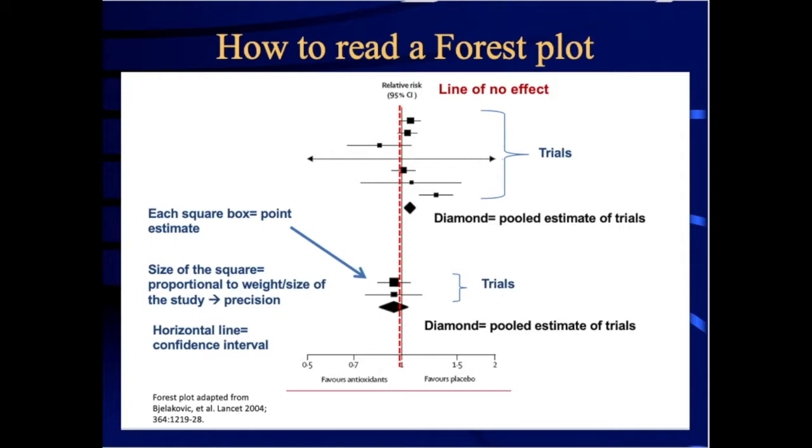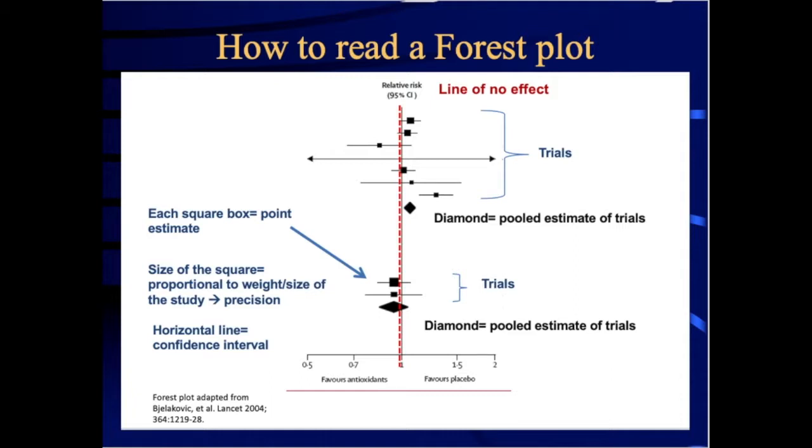So, first thing you do when you read a forest plot, you want to make sure you understand what the line of no effect is, which is the vertical line of no effect. So in this case, again, we're looking at a relative risk, and how you calculate a relative risk is through division. So we know that the line of no effect is going to be a 1 rather than a 0.